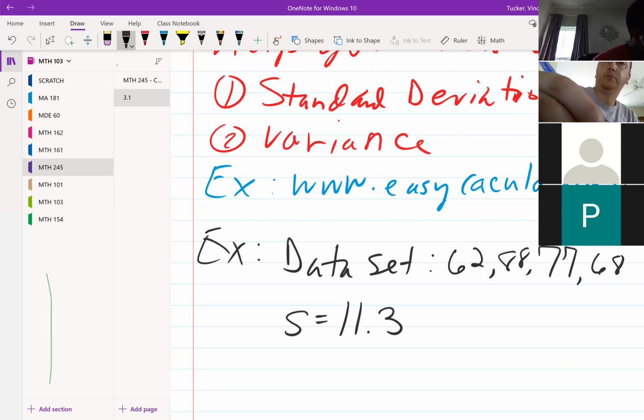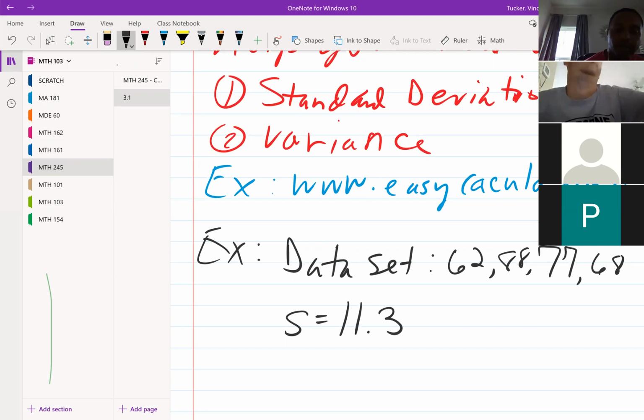Making sure this is the one that I want. Okay. So just so you can check, the data set 62, 88, 77, and 68, your standard deviation is 11.3. As far as the application of the standard deviation, we're going to talk about that as we progress forward. But right now, we just want you to find something reliable that you can use in order to calculate the standard deviation and the variance.